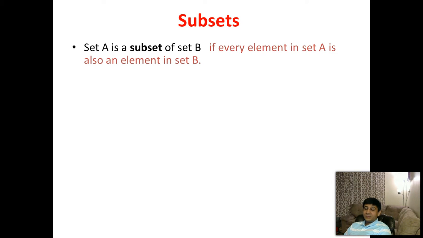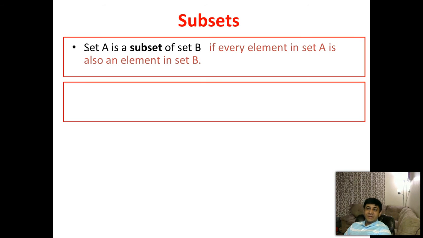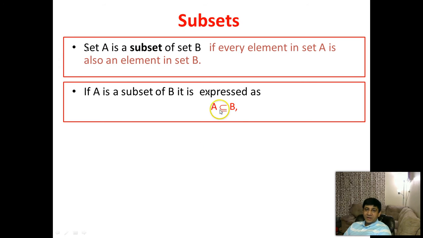So let's start with subsets. A set A is a subset of B if every element in set A is also an element of set B. If set A is a subset of set B, then we denote it with this symbol here. The symbol which we use to represent a subset is a sideways U with a line below it. This means A is a subset of B.